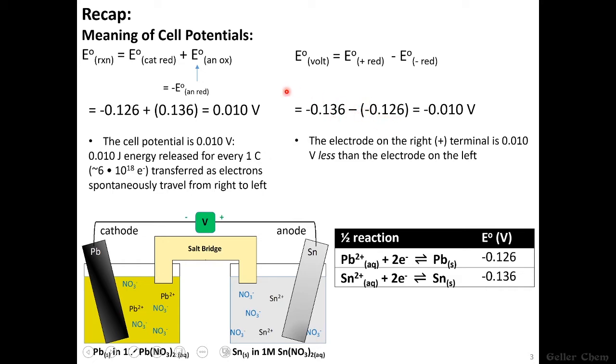And when all is said and done, we get the same number as over here, but it's negative. Because this cell is hooked up backwards from what we would usually expect, where the more positive potential cathode should be hooked up to the positive terminal. If that was the case, these numbers would be identical.